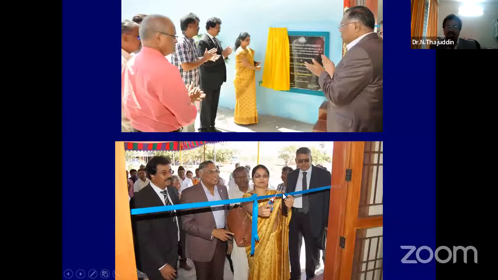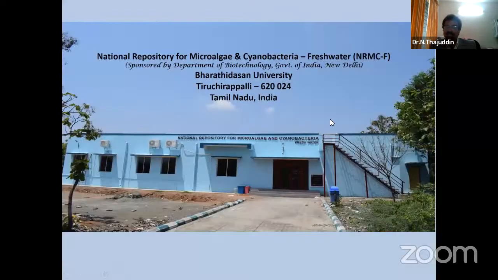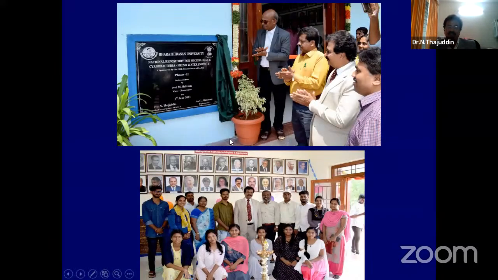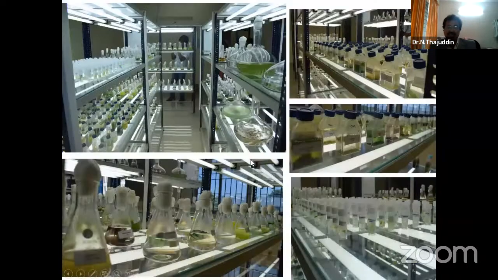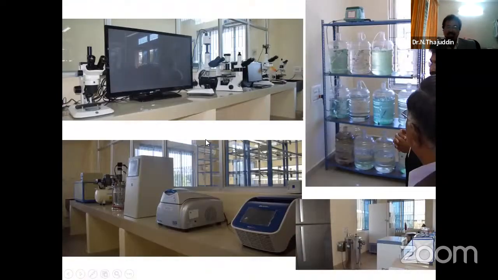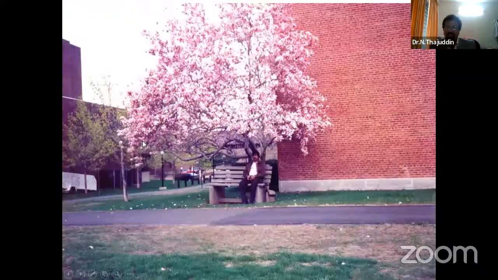The first phase, Dr. Sangeeta Kosi from DBT, she declared open the building during 2018. After that, recently we completed the entire building, and the complete building was inaugurated by our Vice Chancellor. And this is our research team. And we have infrastructure of a culture facility, almost all the microscopes available in our facility. And finally, I would like to show 4 slides in the US.